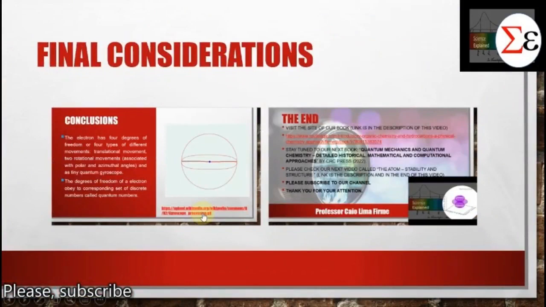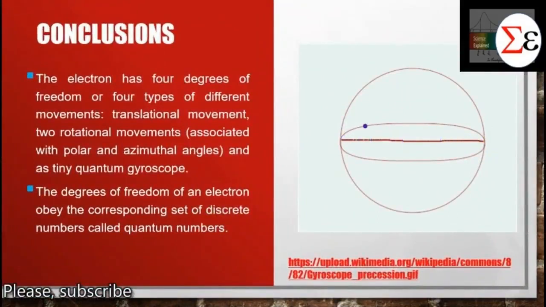Finally, we come to the final considerations. Then we conclude that the electron has 4 degrees of freedom or 4 types of different movements: translational movement, 2 rotational movements associated with the polar and azimuthal angles, and the movement of the tiny quantum gyroscope. The degrees of freedom of an electron obey the corresponding set of discrete numbers called quantum numbers.